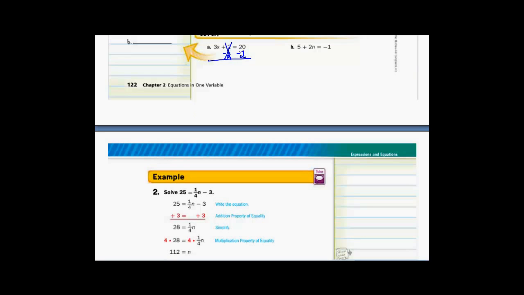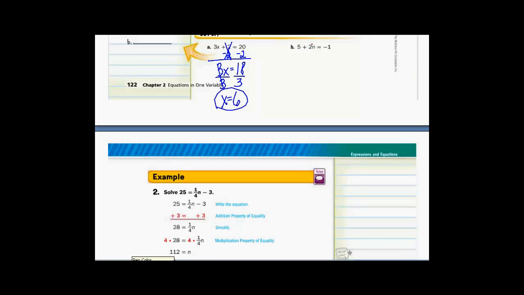So that is gone. So I've got 3x equals 18. Now I should always have a letter left, and I'm multiplying this letter by 3. So to undo that, I do the opposite. I do inverse operations. Divide by 3. x is equal to 6. So A is 6. All right, let's do B.